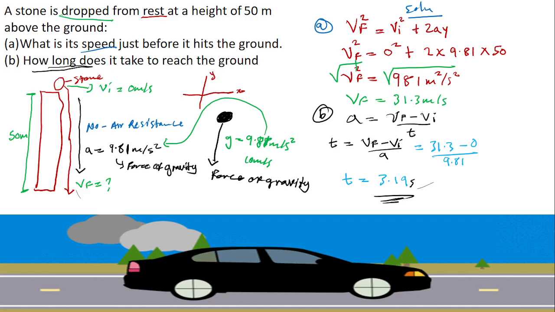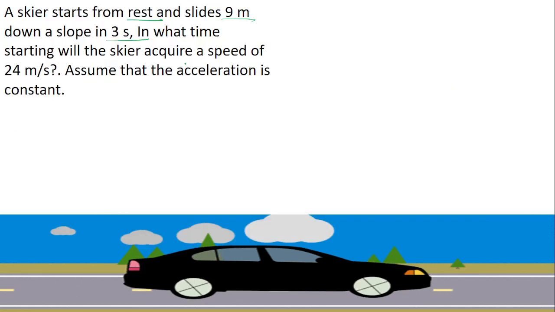A skier starts from rest, so that simply means that the initial velocity is 0, and slides 9 meters, which is the distance, down a slope in 3 seconds, that's the time. In what time, starting from rest, would the skier acquire a speed of 24 meters per second? So this is the final velocity. Assume that the acceleration is constant.